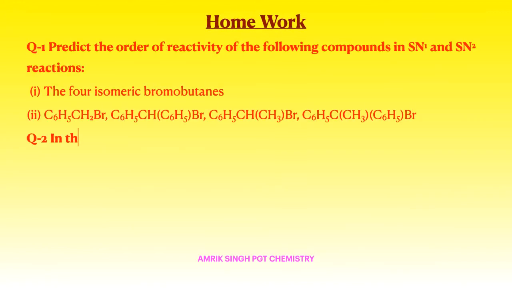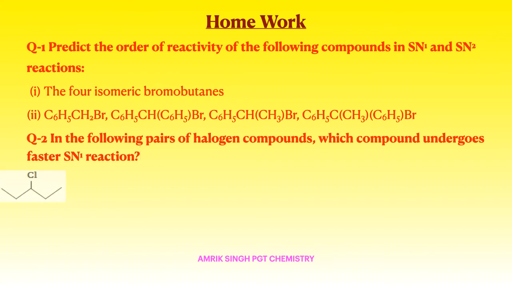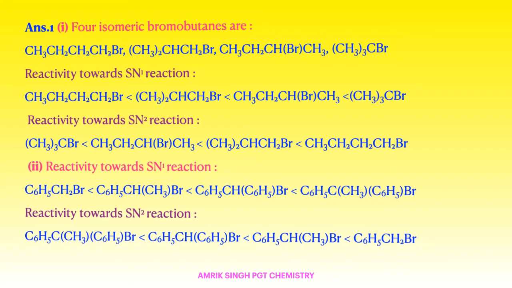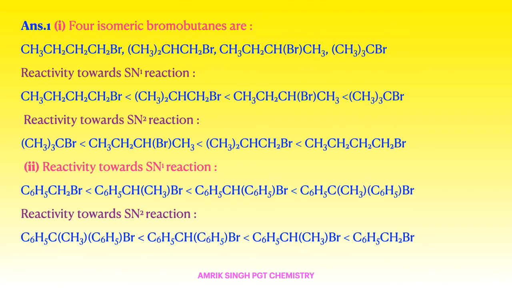Homework: these are the NCERT exercises. We have to tell which one will undergo the SN1 reaction faster. First get what kind of carbocation will form, primary, secondary or tertiary. The reactant involving the formation of a tertiary carbocation will be most reactive toward this mechanism. And I am also providing you the answer. Please do these two questions at home. If any problem, then call me.